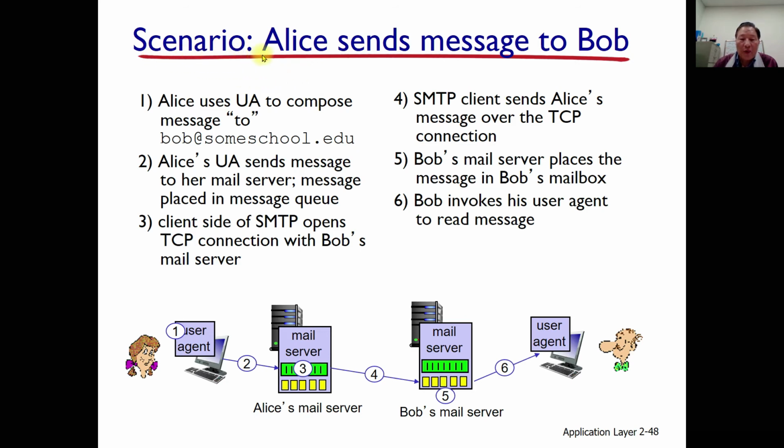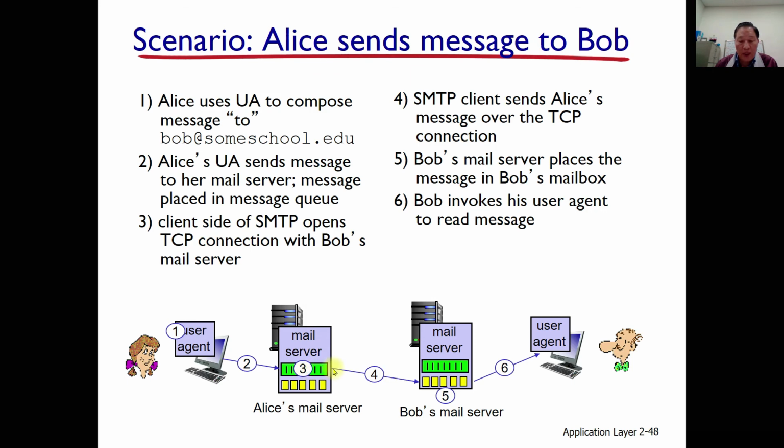Scenario, let's look at this example. Alice here is trying to send email to Bob. Let's follow this procedure. Alice uses a user agent to compose a message, a mail program in this computer, and she's sending email to Bob. Alice's user agent sends the message to her mail server, and the message is placed in the message queue. The client side of SMTP opens a TCP connection to Bob's mail server. This is Bob's mail server, and we are using TCP because SMTP is using TCP.